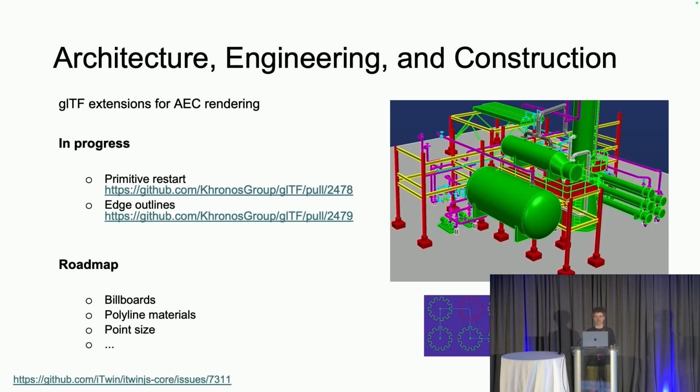We're also looking now at the built environment, so I've been talking a lot about the natural environment. We have a pretty deep roadmap for architecture, engineering, and construction. So two GLTF extensions are in progress here. The first is primitive restart, which is a generic graphics technique that enables efficient polyline rendering. The second is an extension for defining edge outlines, like the screenshot here. And then on the roadmap are billboards, polyline materials, such as dashed lines or line thickness, and also the ability to control point size within GLTF. And there are other features as well that are listed in this GitHub issue.